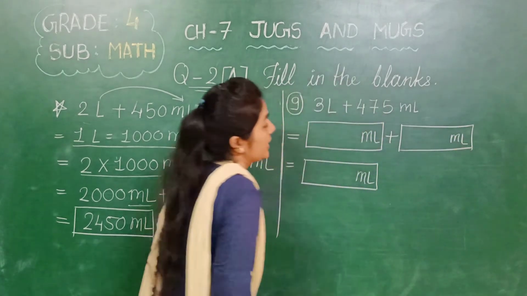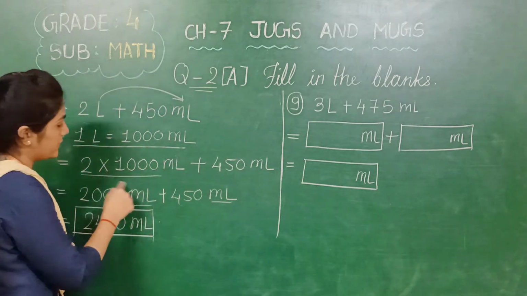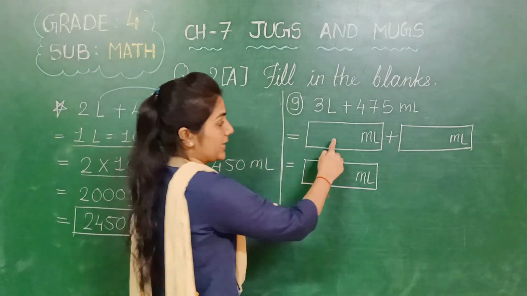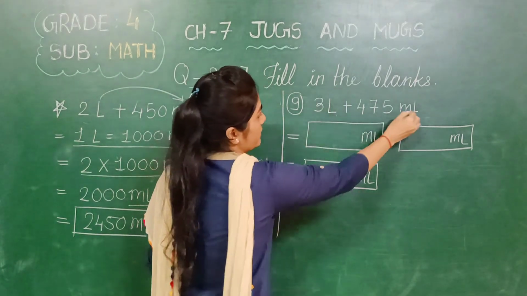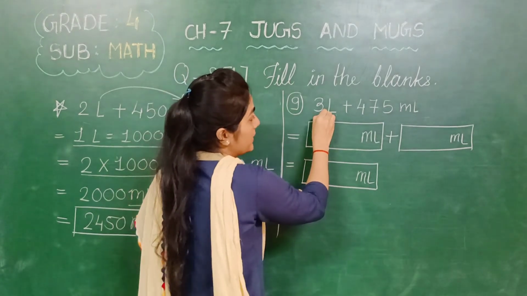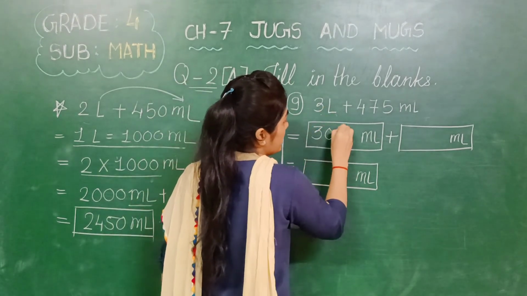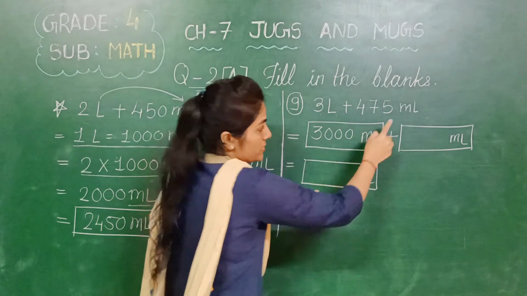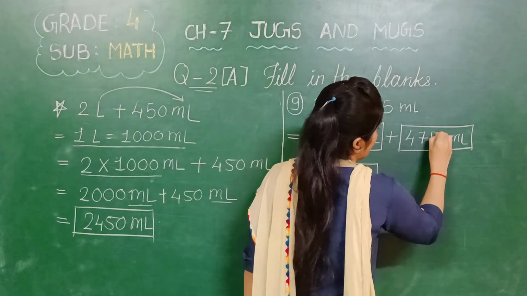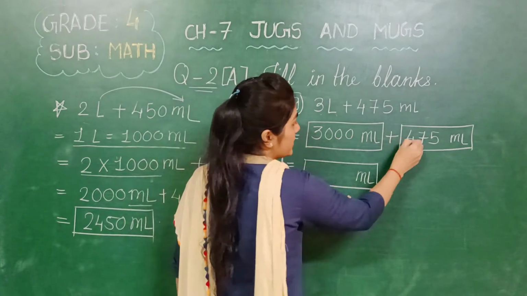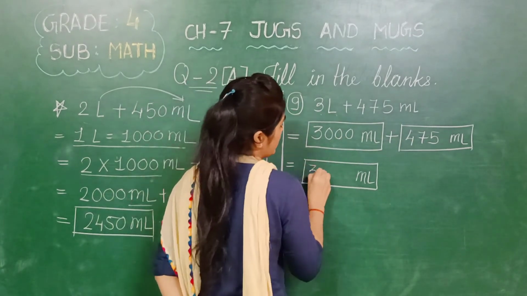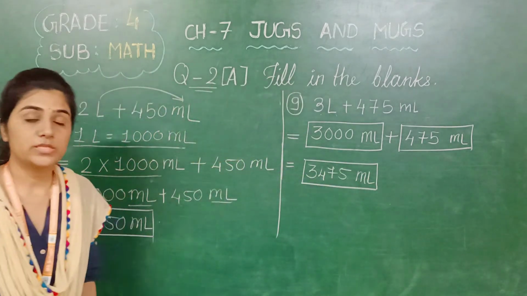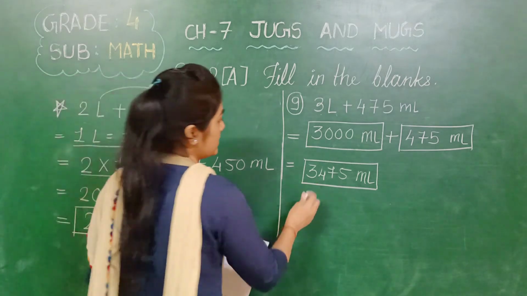So how to do these answers? We already know, and we have already done here, that we do multiplication first and then addition, just 2 steps. So directly, how can we write? We convert 3 liter into milliliter. That means 3 multiply 1000, that is 3000, will come in the first box, 3000 ml, and 475 is already in milliliter, so we copy the same 475. And in the last box we do the addition. 3475 ml is your final answer, which you have to write in the last box.